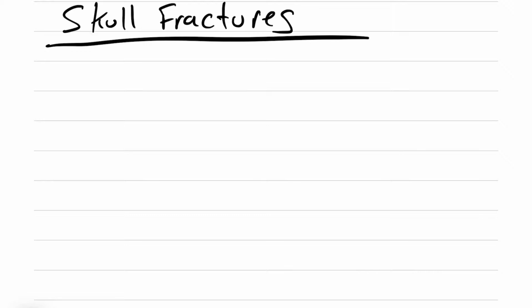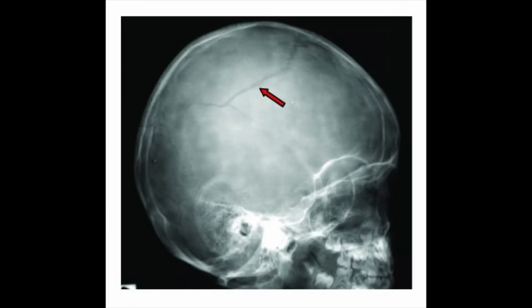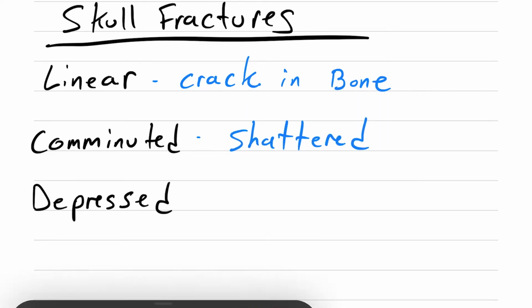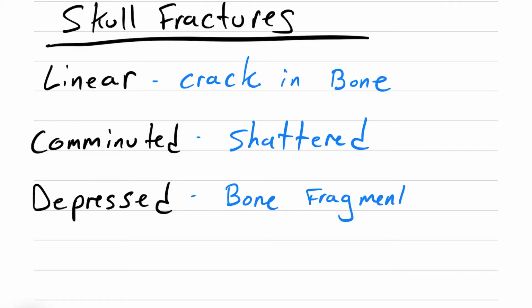Another thing that can happen because of a head injury is a skull fracture. There are different types of skull fractures. The first one I want to talk about is called a linear fracture, and this is when there's a crack in the bone. This looks like a really thin line across the skull. Next is the comminuted fracture, and this is when the bone shatters into pieces. There's also something called a depressed fracture, and this is when the bone fragments are going inward towards the brain.